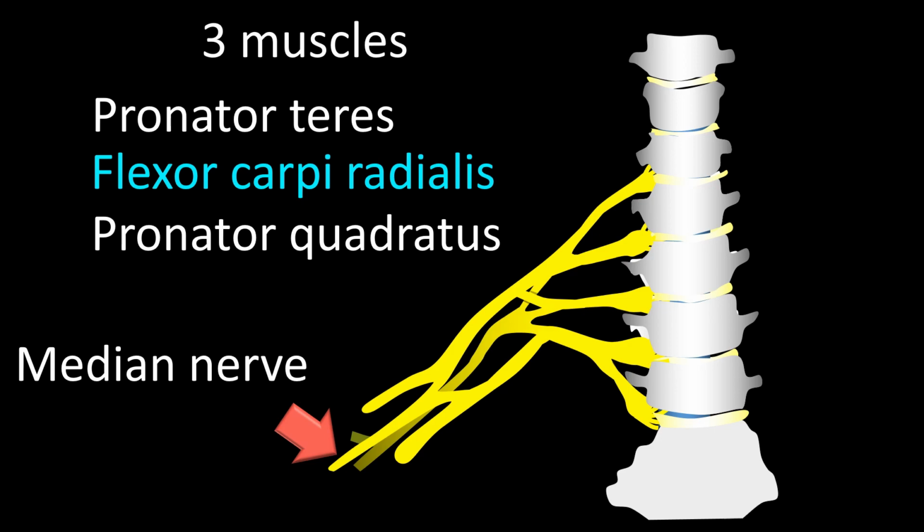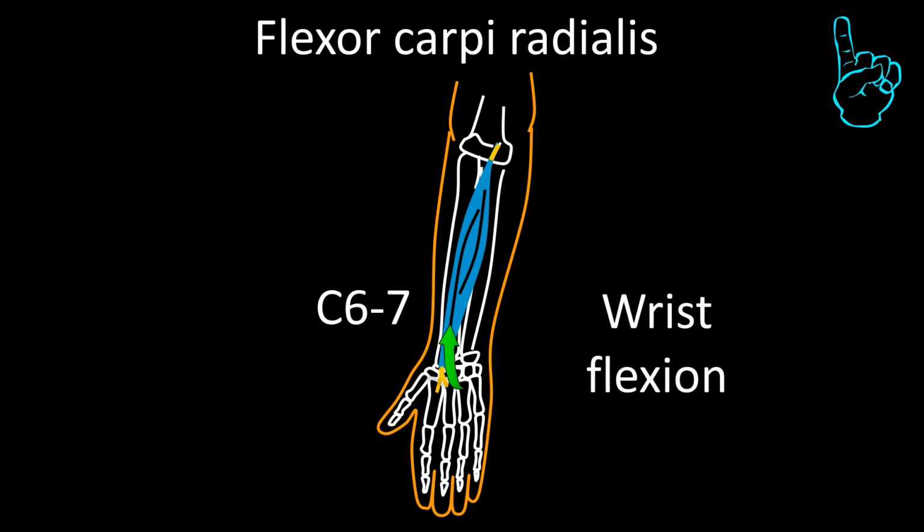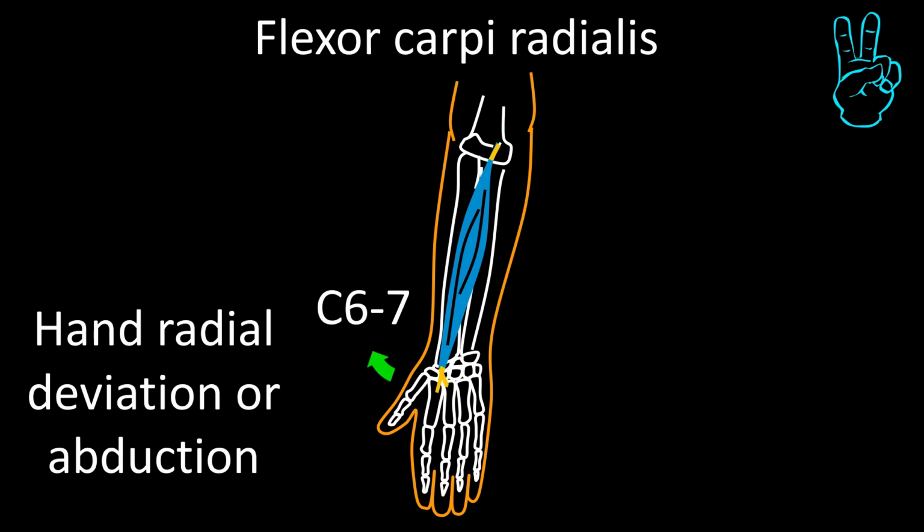The second median innervated muscle I will mention to you is the flexor carpi radialis. The flexor carpi radialis is innervated by fibers arising from C6 and C7 spinal cord segments. The flexor carpi radialis has two actions, wrist flexion, and the second action, hand radial deviation or wrist abduction.